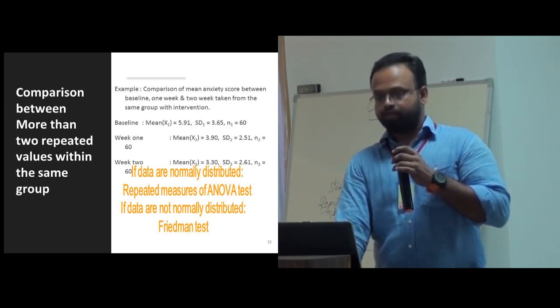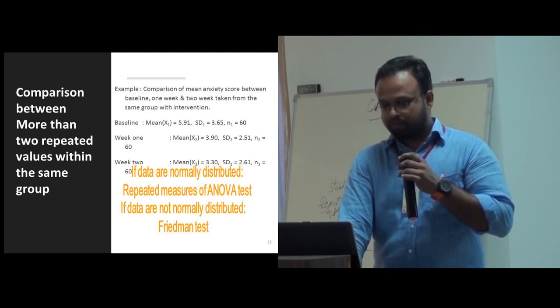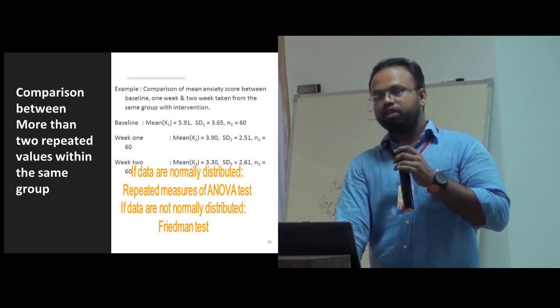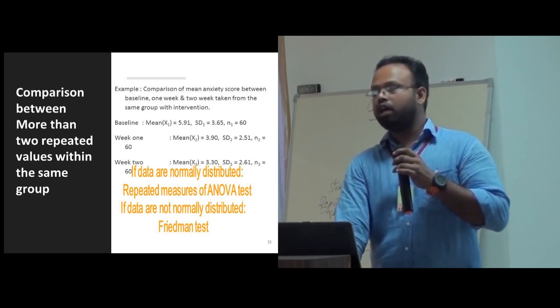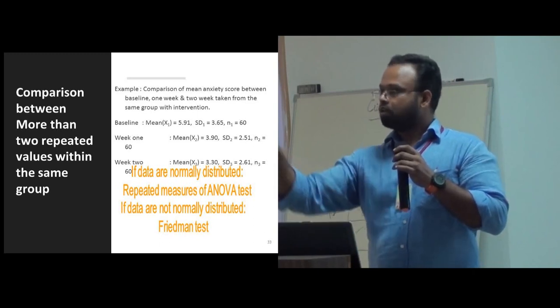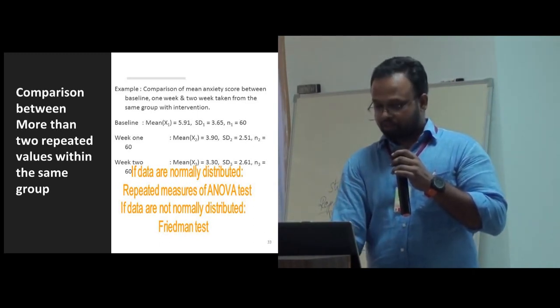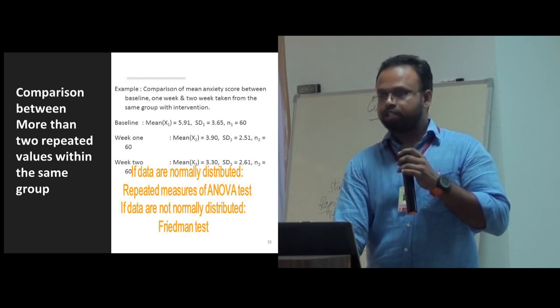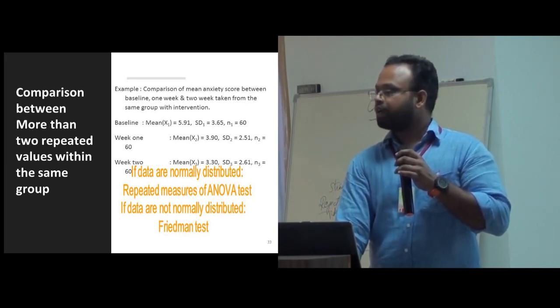Yes, fast. Okay, I don't have time. So if the data are normally distributed, then you use repeated measures ANOVA. If it is not normally distributed, then you use a test called Friedman's test.